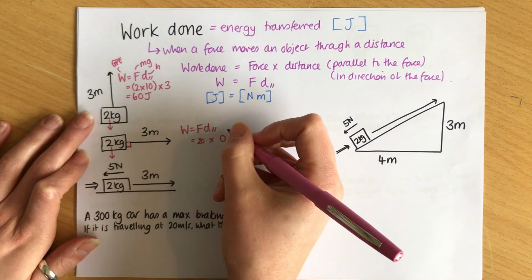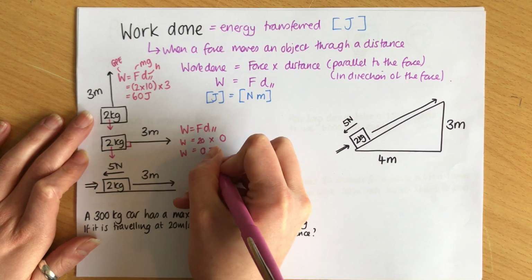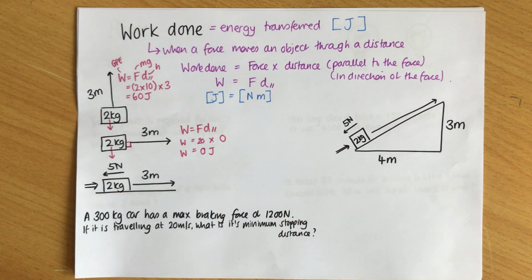So in this circumstance, very strangely, you might feel, the work done on the object is actually 0 joules. So that object doesn't have any more energy than it used to have because you've moved it sideways. If you lift an object up, you've given it GPE, so you've given it more energy than it had before.